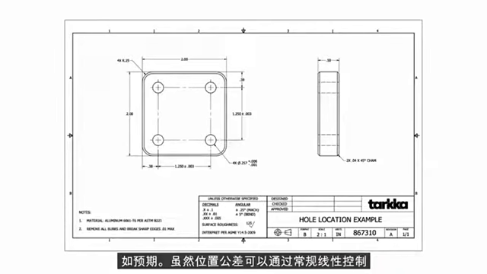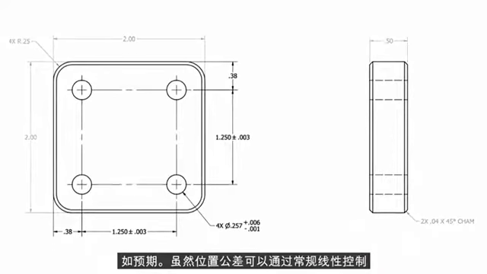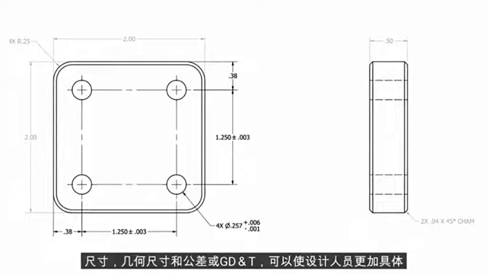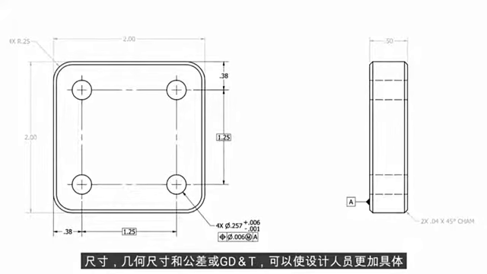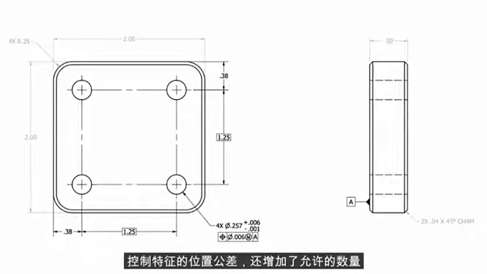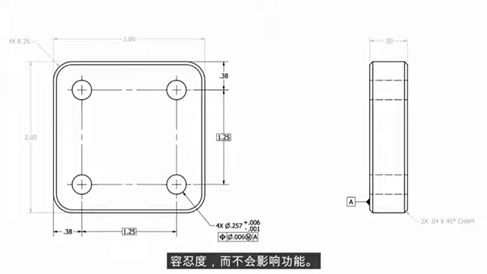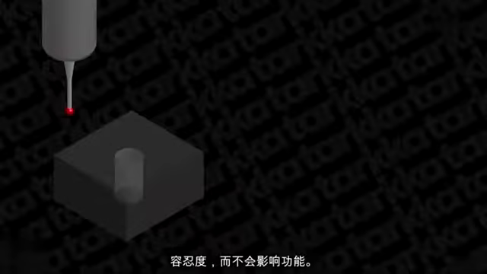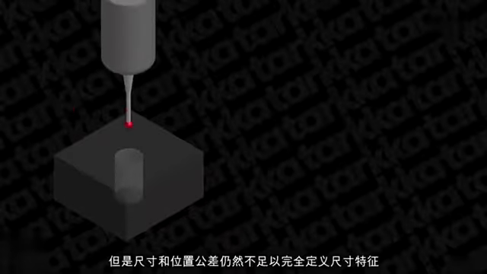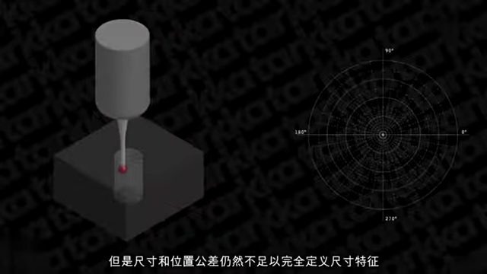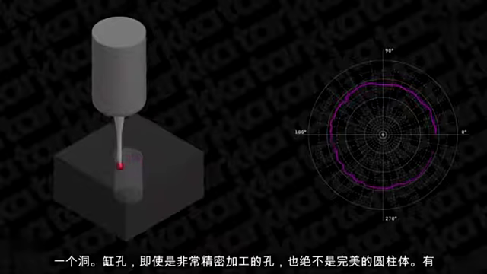While the location tolerance can be controlled with conventional linear dimensions, geometric dimensioning and tolerancing, or GD&T, allows the designer much more specific control over the position tolerances of features, and also increases the amount of allowable tolerance without impacting functionality. But size and location tolerances still aren't enough to fully define the dimensional characteristics of a hole.